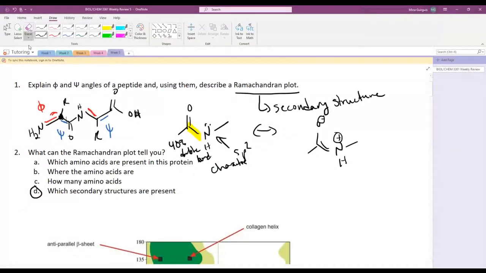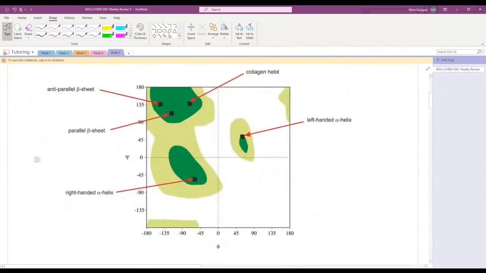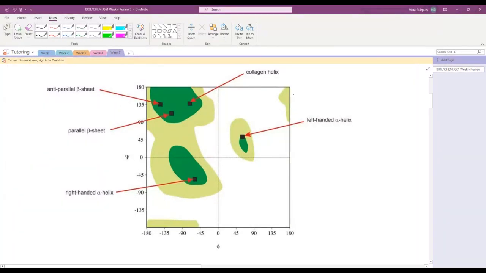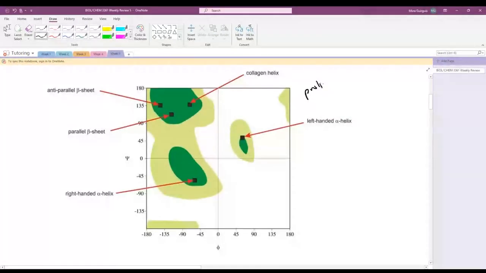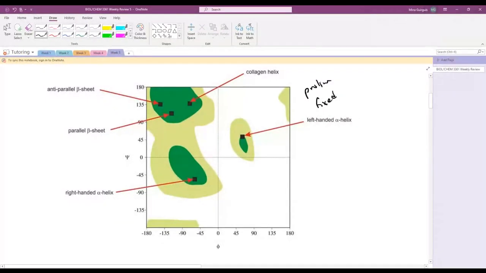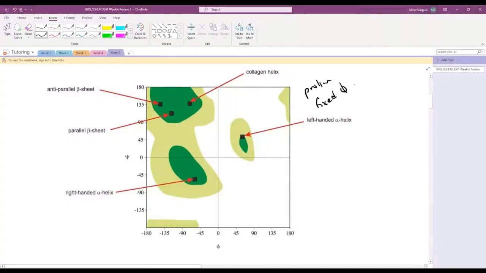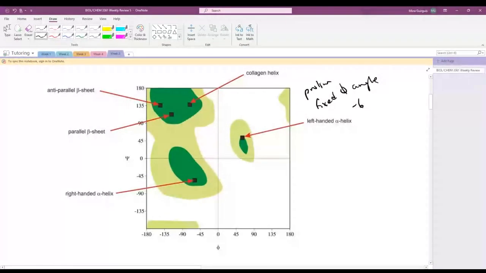So the reason that I say it can give us a hint as to A is because we see some secondary structures are rigid, or when I say rigid, they have these specific angles. So when I look at certain amino acids, for example, proline. Proline is very unique because proline has a fixed phi angle. So that's the N-terminus to central carbon of -60 degrees.